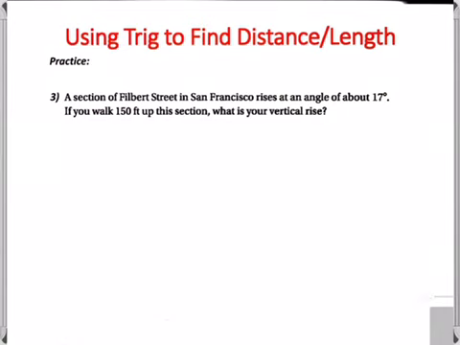A section of Filbert Street in San Francisco rises at an angle of about 17 degrees. If you walk 150 feet up this section, what is your vertical rise? So here, what they're telling us is that the angle here is 17 degrees. If you're walking up 150 feet up the slanted ramp piece, they're looking for the vertical rise, which would put that measurement there.